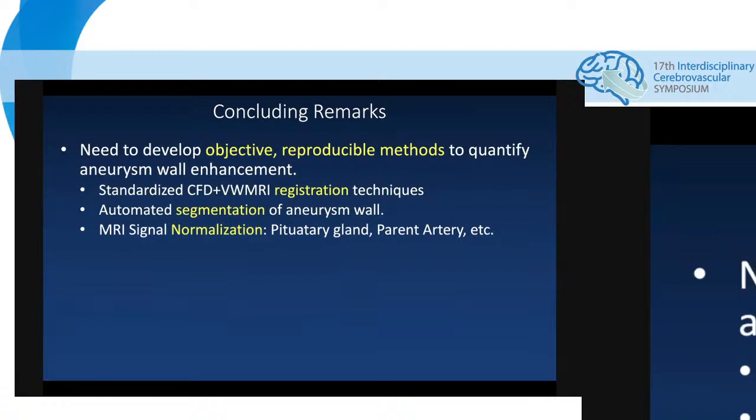ideal method for normalization. And I know the pituitary gland has been proposed by previous researchers, but some people have used the parent artery to normalize, and I think this needs to be further investigated in a larger data set on which normalization method can better predict aneurysm remodeling in the future.